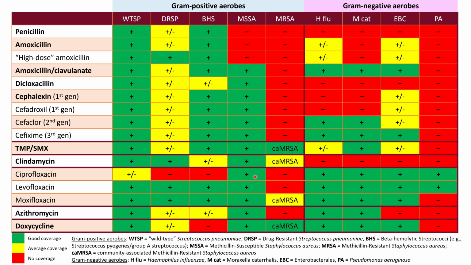Ciprofloxacin in general has poor gram-positive coverage. It can cover MSSA, but has no coverage for MRSA or beta hemolytic strep. Levofloxacin and moxifloxacin are the two that have excellent activity against beta hemolytic strep, as well as MSSA. Levofloxacin doesn't cover MRSA, but moxifloxacin can cover some community-acquired MRSA. But the rate of resistance might also be increasing with moxifloxacin.